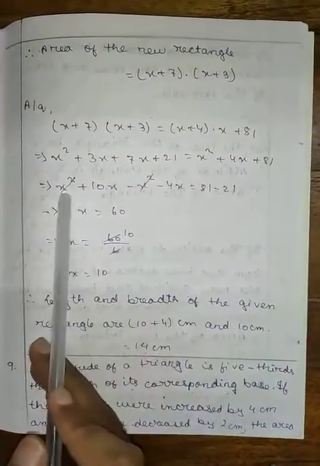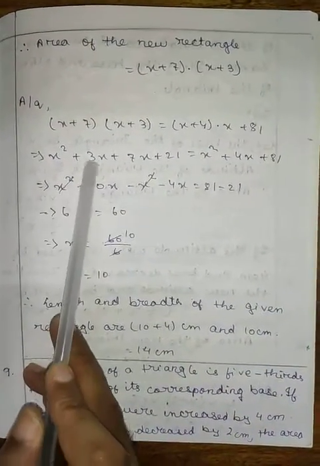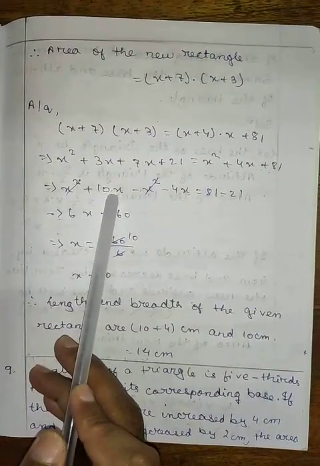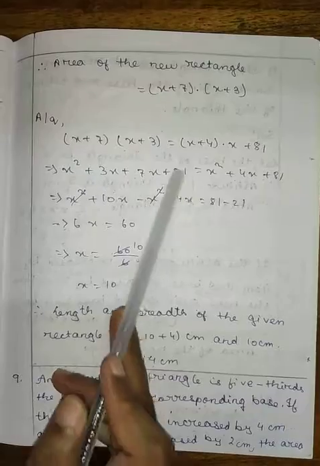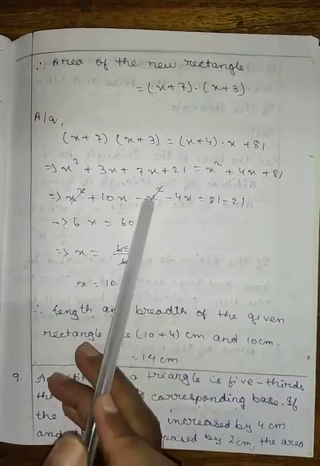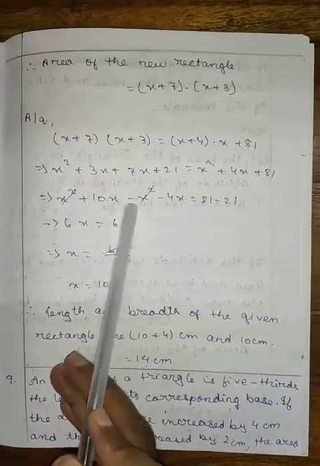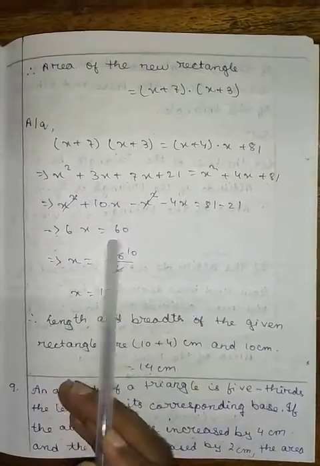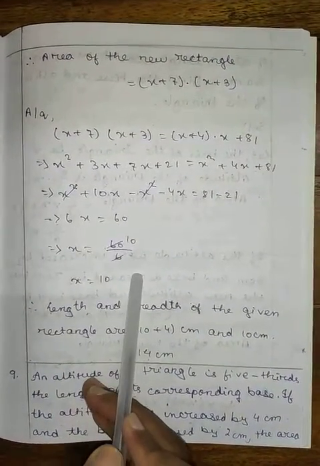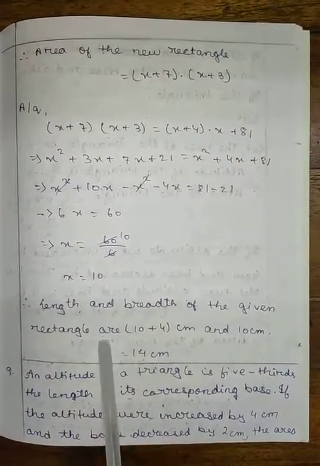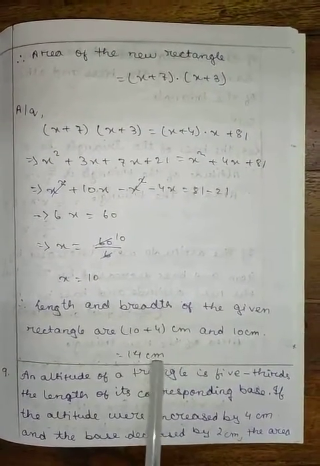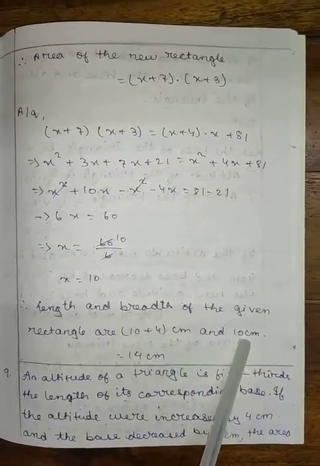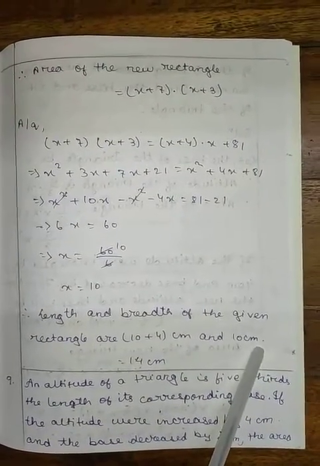All the variable parts bring this side. x square, 3x plus 7x becomes plus 10x. x square comes here means minus, 4x comes here means minus, 21 goes there means minus. Plus minus same thing can cancel. 10 minus 4 becomes 6x, that side 60, x is equal to 10. Therefore the length and breadth of the given rectangle are, length is x plus 4, that is 10 plus 4, 14 cm, and breadth is x, which is 10 cm.